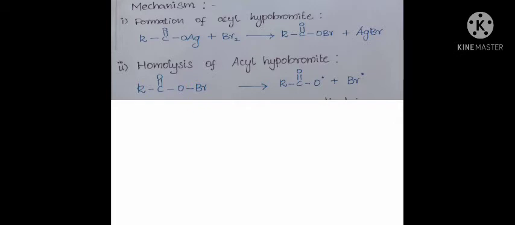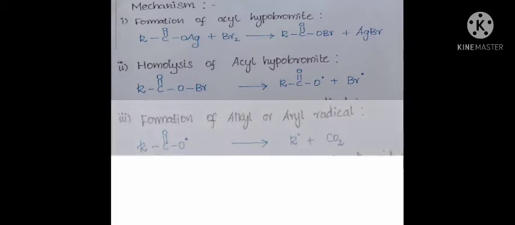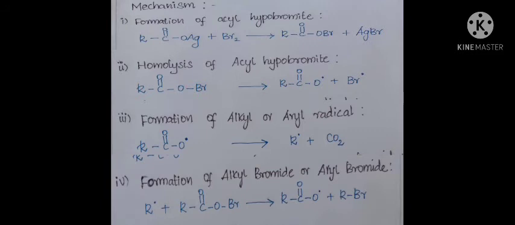In the second step, homolysis takes place. Homolysis, as we all know, is a cleavage. So the acyl hypobromite undergoes cleavage into a Br radical and an RC=O radical. And we enter the third step. After homolysis, there is formation of an alkyl or aryl radical by elimination of carbon dioxide. So we see CO2 is eliminated, and then the R radical is formed as the major product.